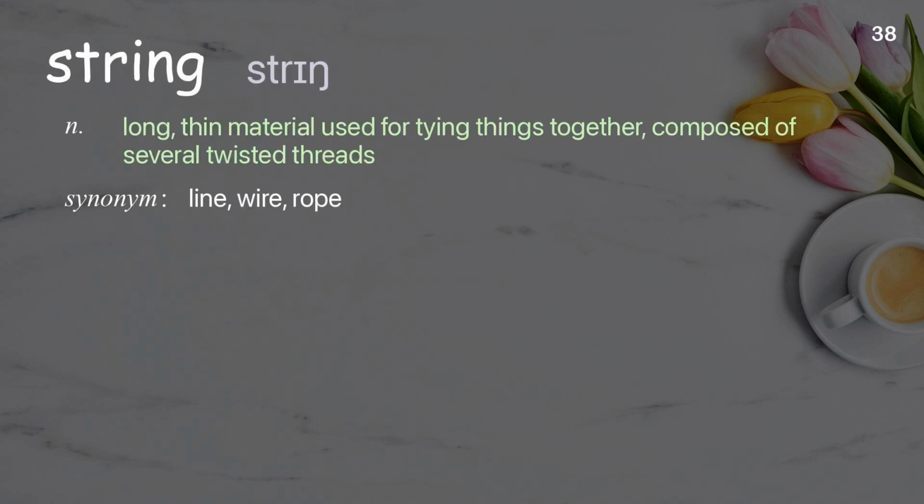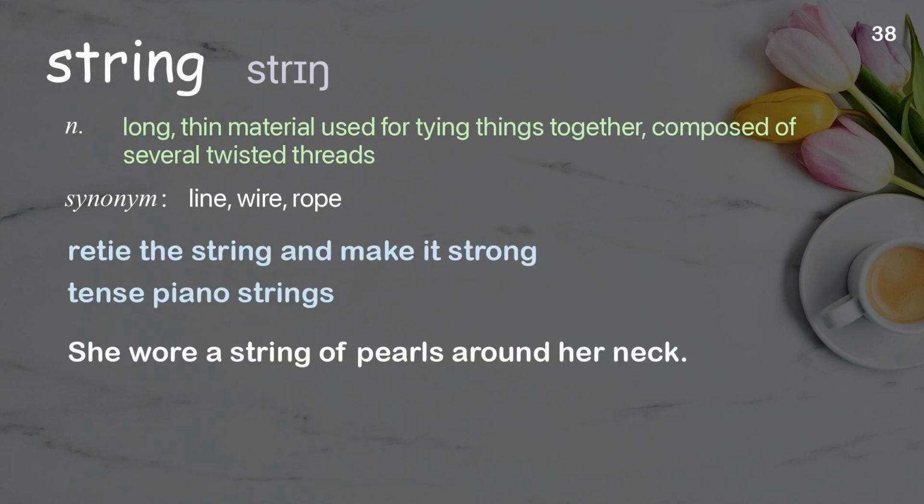String. Long, thin material used for tying things together, composed of several twisted threads. Examples: retie the string and make it strong, tense piano strings. She wore a string of pearls around her neck.